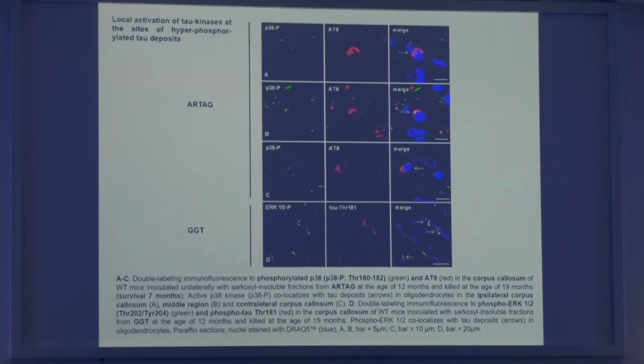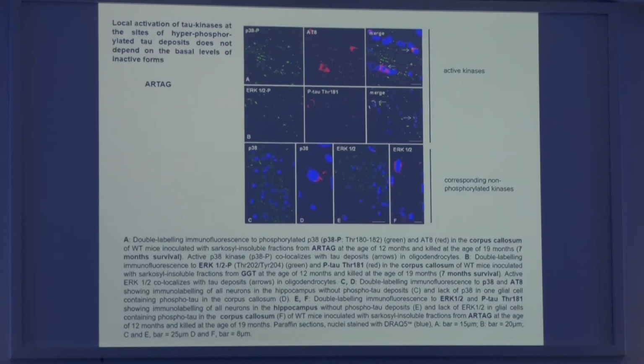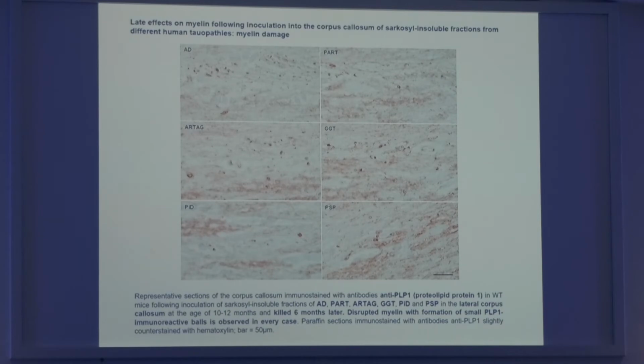And here is the observation that there is an associated activation of certain tau kinases, indicating that this is an active process. And although this is not accompanied by cell loss and apoptosis, there is an alteration of the myelin in these animals. So the involvement of the oligodendrocytes has a negative effect on the production of myelin, as revealed by PLP1 immunohistochemistry.